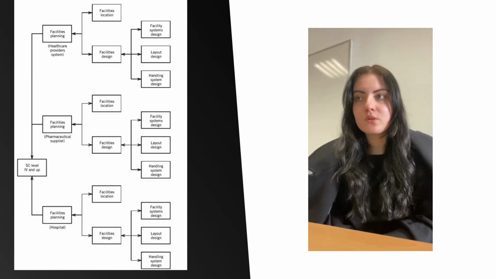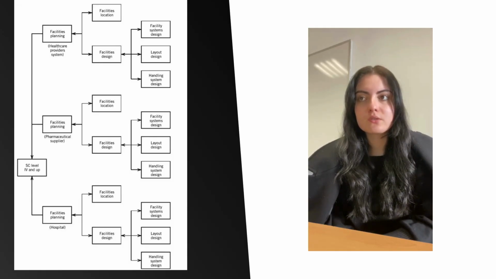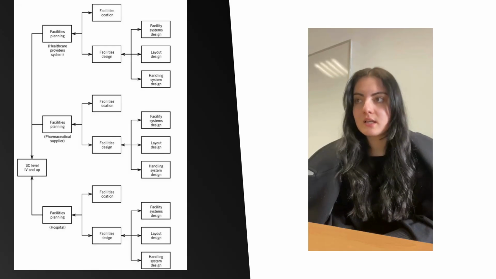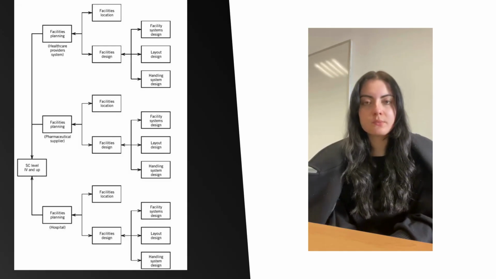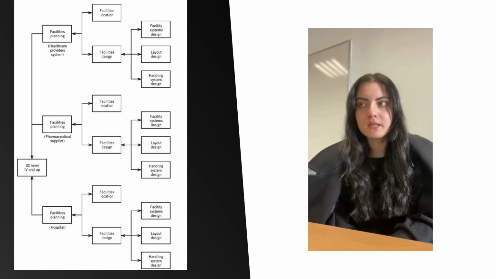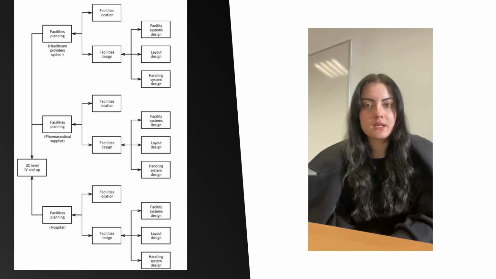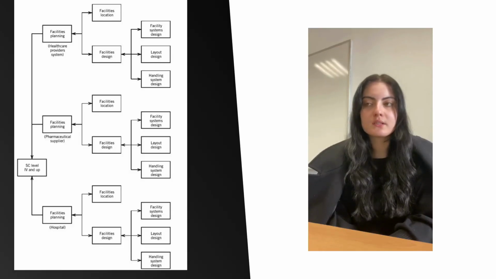This page visually shows the structure of facility planning across different systems, such as healthcare providers, pharmaceutical suppliers, and hospitals. Even though these systems are different, the planning logic is similar. In each case, the process begins with facilities planning. Then it branches into two major parts: facilities location and facilities design. After that, facilities design is broken down further into facility systems design, layout design, and handling system design.